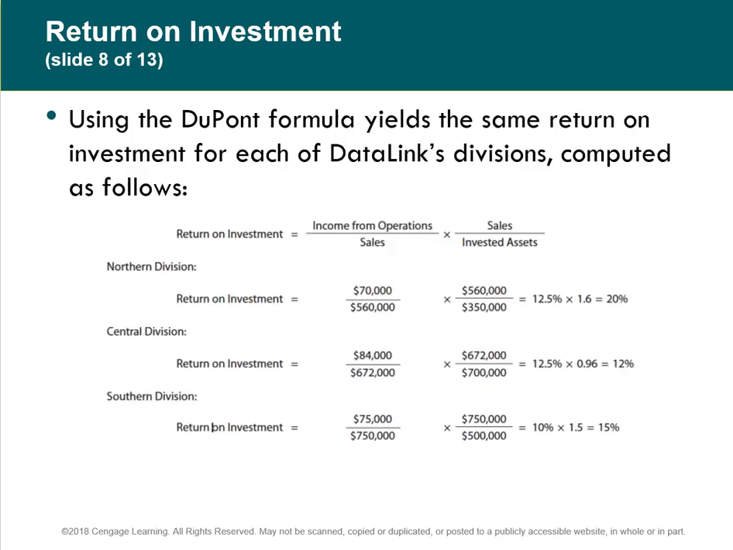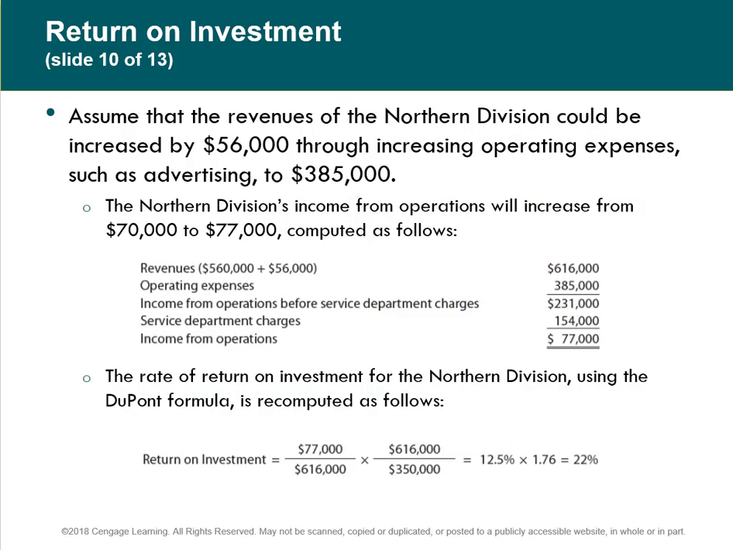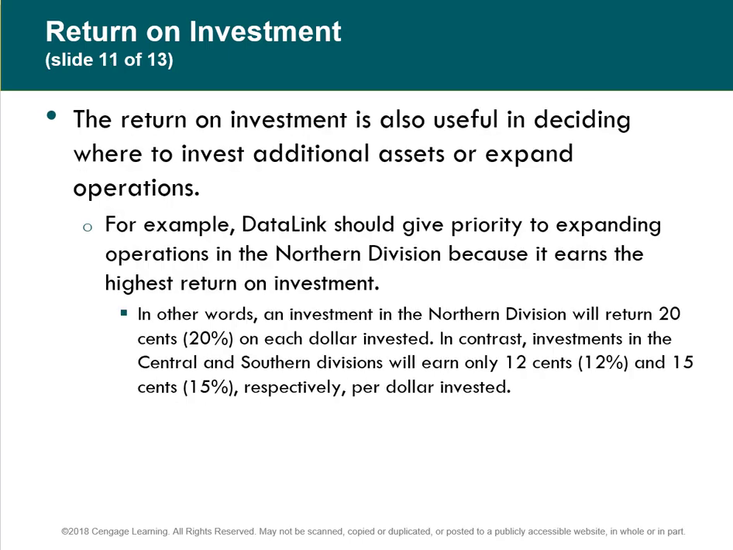What did we have up here before? Northern Division before had 20%. So this has increased it to 22%. It's also useful in deciding where to invest additional assets. Should they give priority to expanding operations in the Northern Division because it earns the highest return on investment? The Northern Division right now is earning 20 cents on each dollar invested. In contrast, Central and Southern only earn 12% and 15%. So is that where we should necessarily put our money?